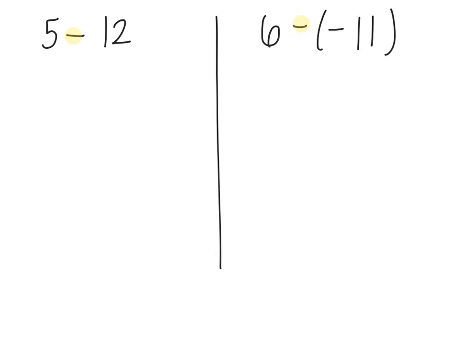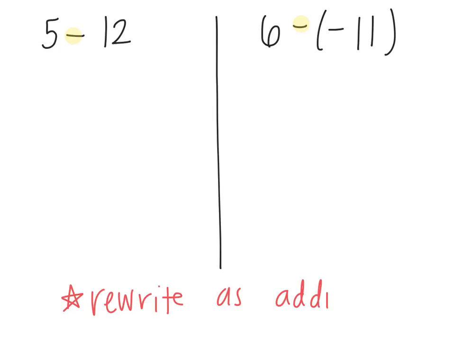Now in these two examples, they are subtraction problems. And again, I went ahead and highlighted the subtraction signs. I do not see a plus sign anywhere, so these are not addition problems, which means the very first thing we need to do is rewrite as an addition problem. Remember, to do that, we keep the first number, change the minus sign to a plus sign, and then take the opposite of that second number.